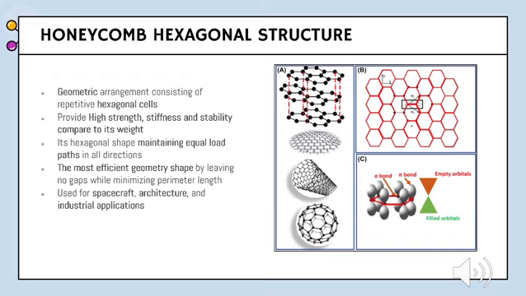Its hexagonal shape maintains equal load paths in all directions. Any external force applied from different directions spreads evenly through the structure. It's also the most efficient geometric shape, leaving no gaps while minimizing perimeter length. It fits together perfectly, ensuring 100% space utilization, and is also used for spacecraft, architecture, and industrial applications.